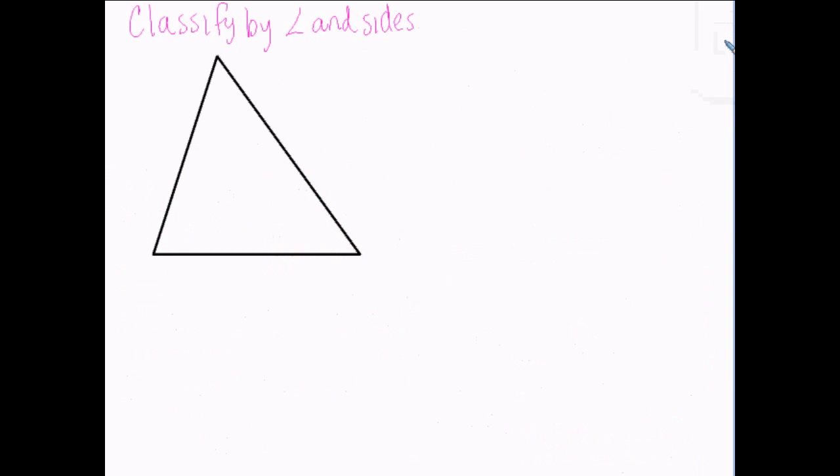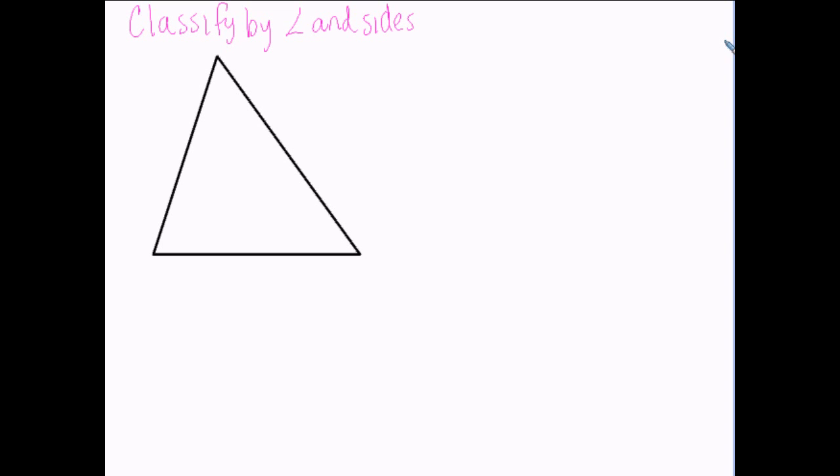Okay, so I'll tell you to classify a triangle by angles and sides, or one or the other, but we're going to just do both. So the first thing I'm going to do is measure these angles. I'm looking at this and it's an acute triangle because none of the angles is 90 or larger, but I'm still going to measure them just to double check myself.